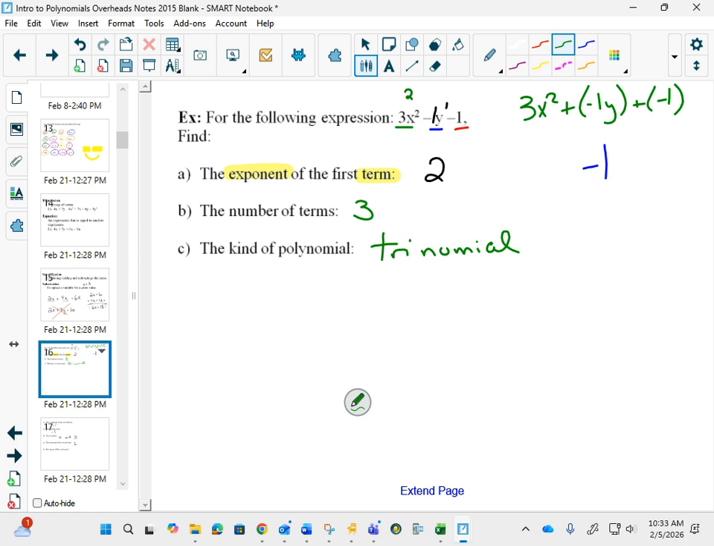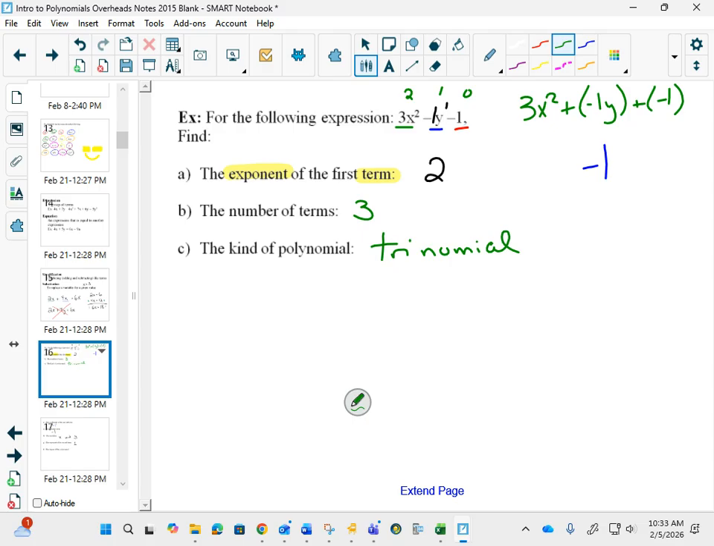What's the exponent in the second one? The little number. So we've got a -1 out in front, we've got a y, and we've got a little number 1. That little number 1 is the exponent. So the degree of the second term is 1. And whenever there's no variables, the degree of the third term is 0.